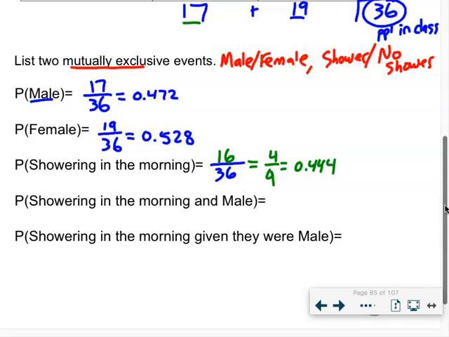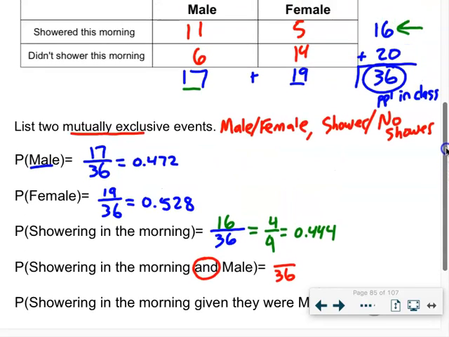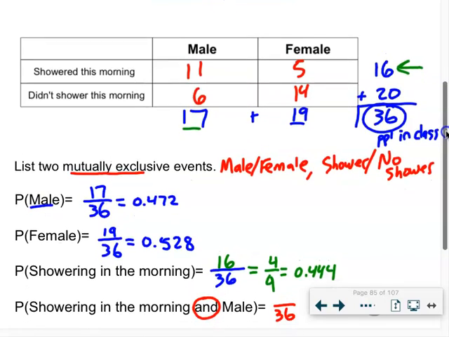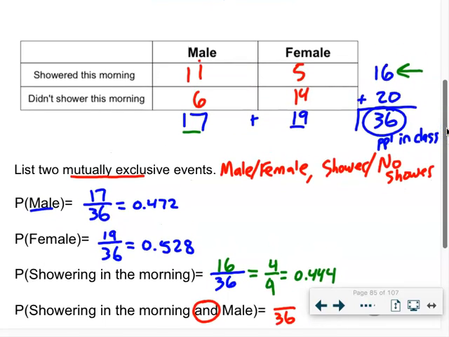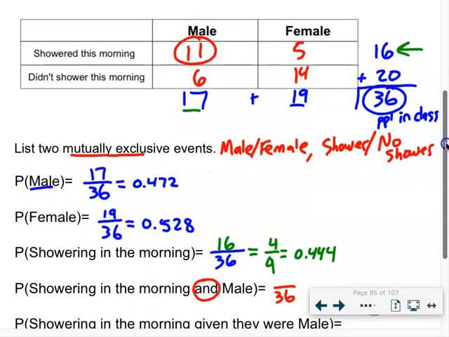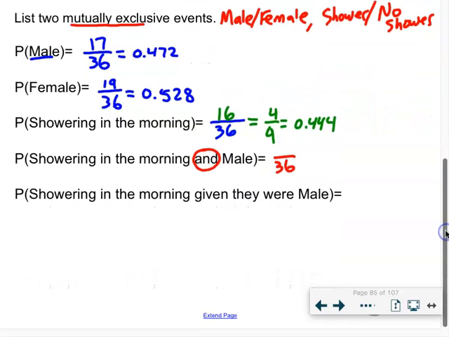The people that are showering in the morning and male. Normally, and means multiply, okay? Not with two-way tables. With two-way tables, and is just one very specific box. Where are the males that did shower? Here's the males that did shower. 11 of them did, 6 of them did not. So it's not given that it's a male, it's just showering in the morning and male. The females are still part of the population, which means there's 36 on the bottom.